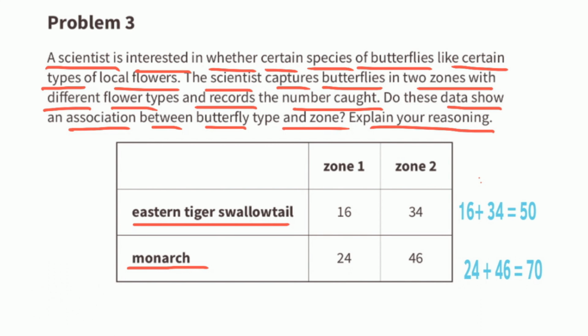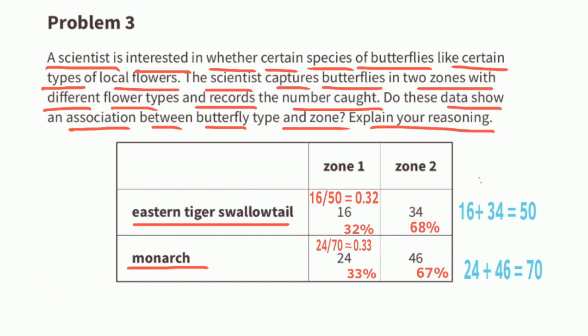16 plus 34 equals 50. 16 out of 50 is 32%. So 32% of the eastern tiger swallowtail were captured in zone 1. That means that the remaining 68% were captured in zone 2. 24 out of 70 equals about 33%. So 33% of the monarch were captured in zone 1. That means that the remaining 67% of the monarch were captured in zone 2.